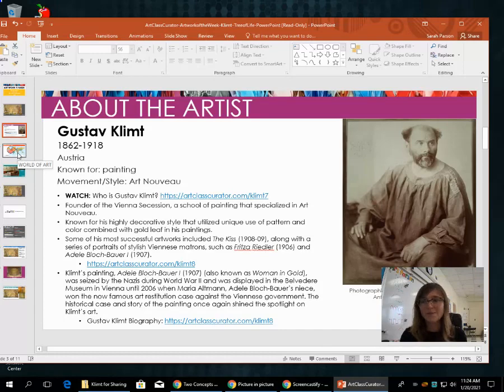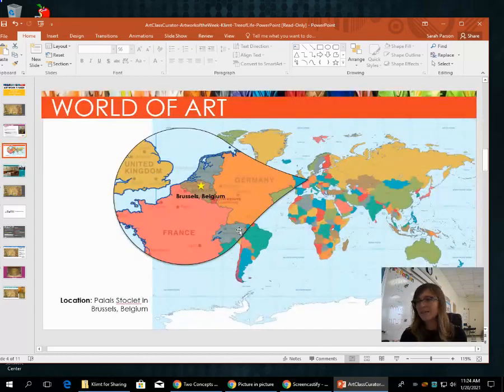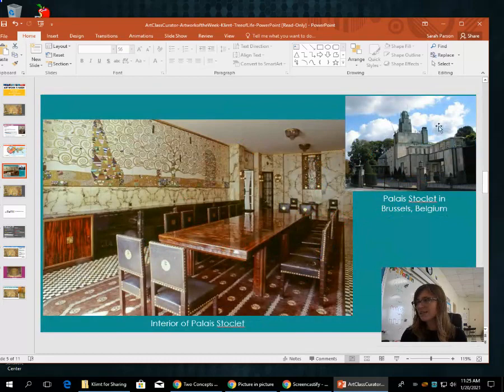So let's take a look and see where Tree of Life is located. If you look at our map, here it is right here in Brussels, Belgium. And remember I told you it's actually a mural, so it's painted on the wall, in a mansion in Brussels. Here is the outside of the mansion, and then you can see this interior shot, and there it is, Tree of Life, painted right onto the wall. The house is called the Palace Stoclet, and it was owned by a wealthy banker from Brussels. He actually commissioned several artists to paint throughout the house.